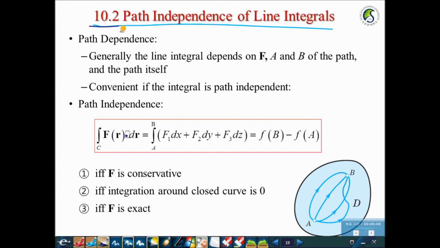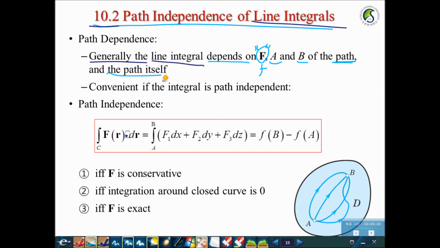Section 10.2, path independence of line integrals. Okay, so you just learned how to calculate line integrals for scalar fields and vector fields, right? And generally, the line integral must depend on the vector field or scalar function, the starting and ending points A and B of the path, and the path itself.